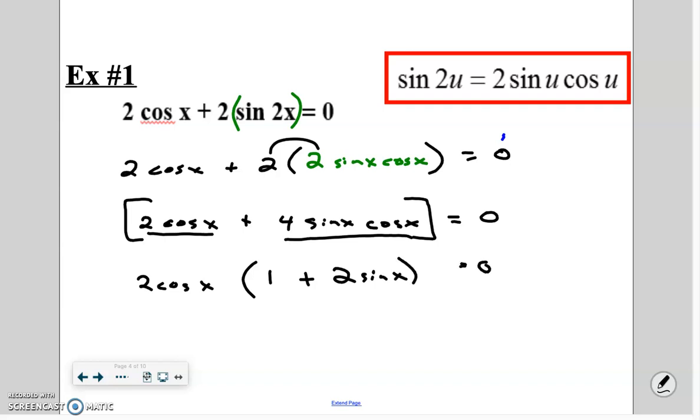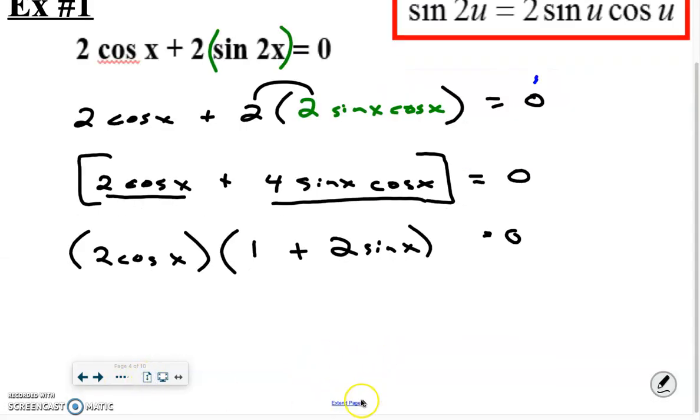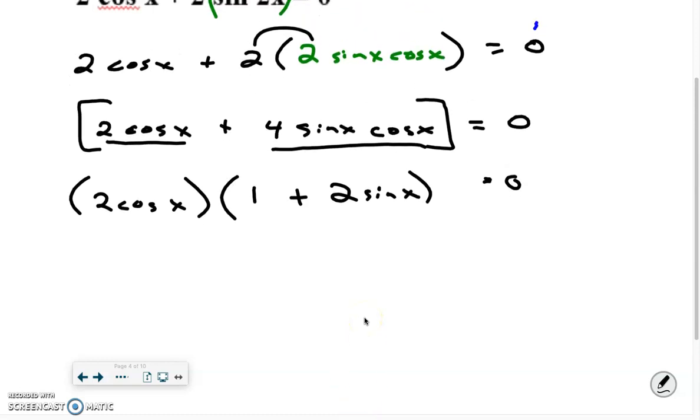Everybody see what we just did? We don't want to leave anybody behind here. Does everybody see that we just factored out a 2 cosine and that left us with 1 plus 2 sine x? We need some kind of visual, like a head nod or a thumbs up or something. All right, are we seeing that? I keep hitting the wrong button there. All right, so we're good to proceed?